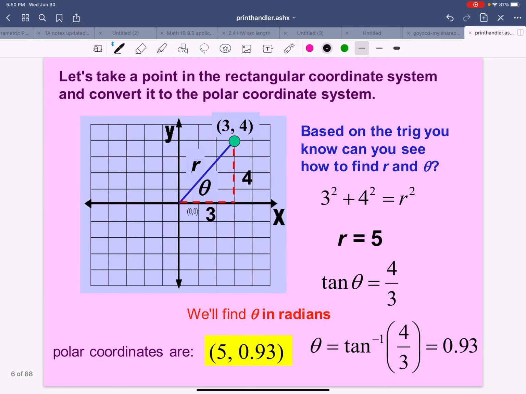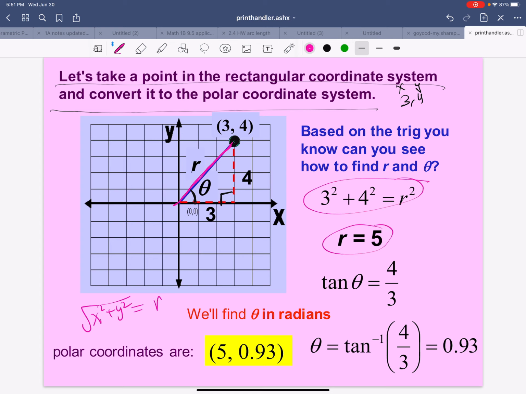Okay, let's take a point in the rectangular coordinate system and convert it to the polar coordinate system. So here we have (3, 4). We know 3 is the x part and 4 is the y part. So we're going to draw our right triangle here. And we know the components are r cos theta and r sin theta. So if I'm looking for the distance r, I'm going to have to use the square root of x squared plus y squared. That's going to give me the r. So r would be 5 in this case.